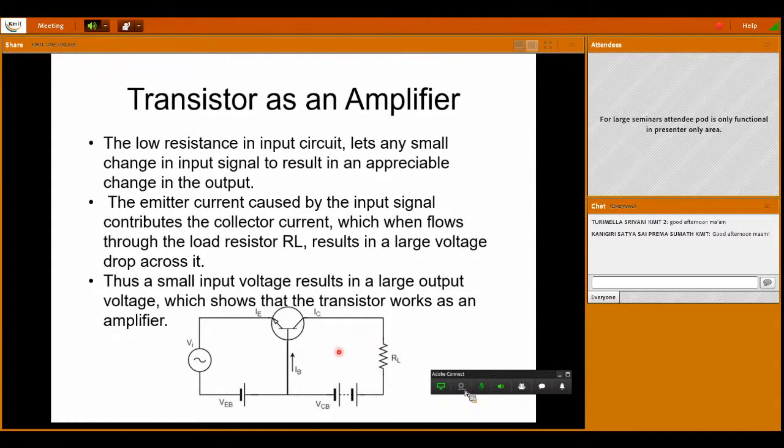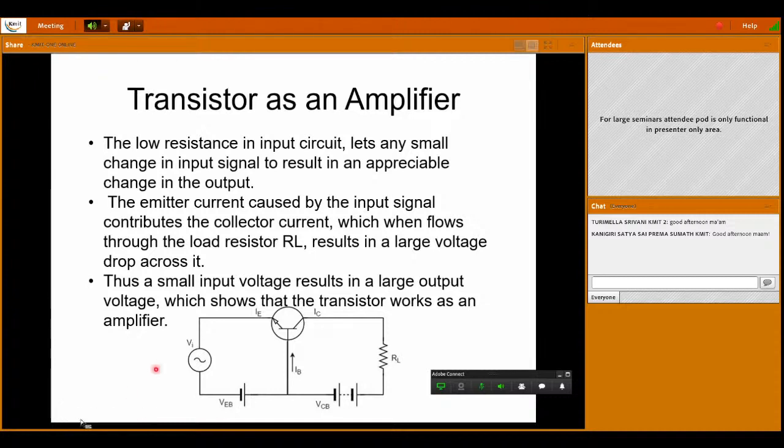Alpha is the amplification factor of your common base amplifier stage. The emitter current caused by the input signal contributes to the collector current, and we collect that collector current across the load resistor RL and take the output voltage. A large amount of voltage will be dropped across your load resistor RL since IC is high.